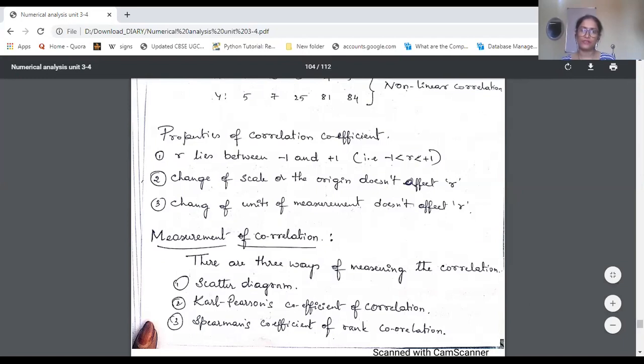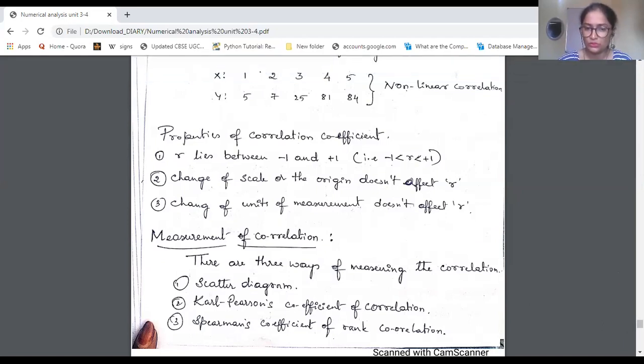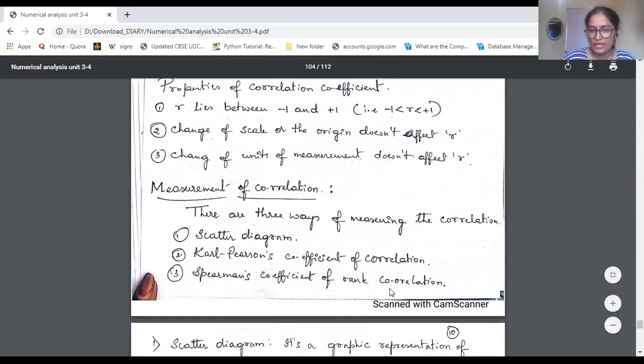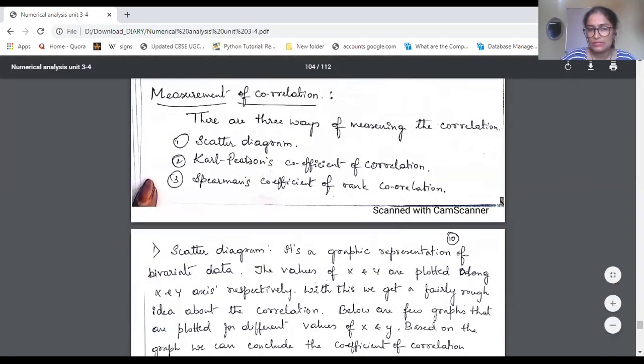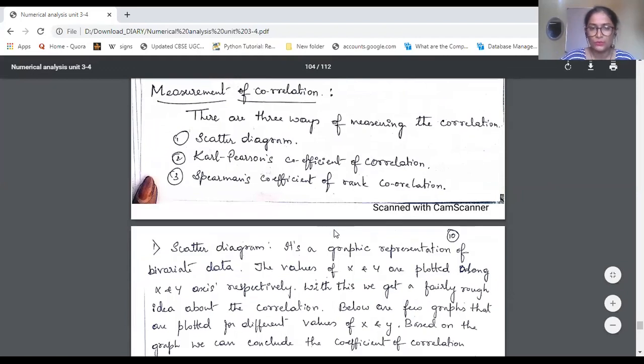We have three different ways of measuring the correlation between two variables. The first method is the scatter diagram. The second method is Karl Pearson's coefficient of correlation. And the third one is Spearman's coefficient of rank correlation. We will discuss the scatter diagram and Karl Pearson's coefficient of correlation in the present video.